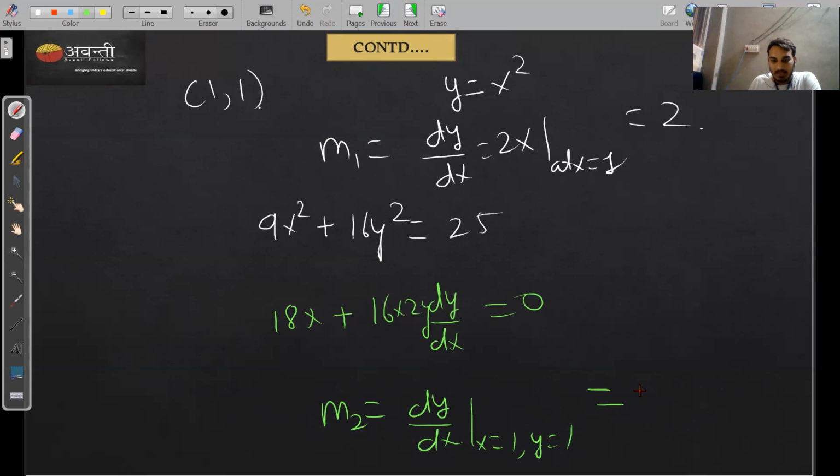What you will get? 9 by 16. Yes or no? 9 by 16. So M1 is given. What is your M1? The slope of tangent at the point of intersection on y equal to x square. What is M2? The slope of tangent at the point of intersection on my C2 curve, right? Yes or no?